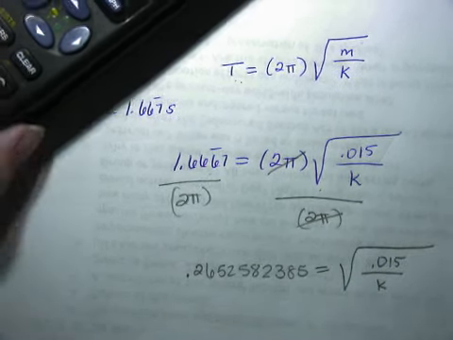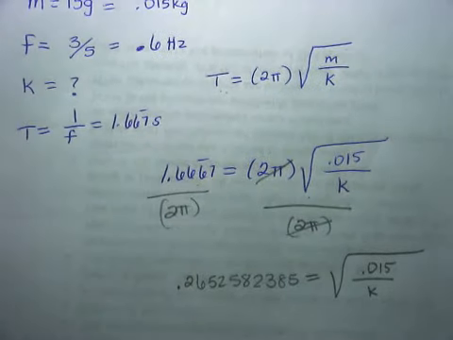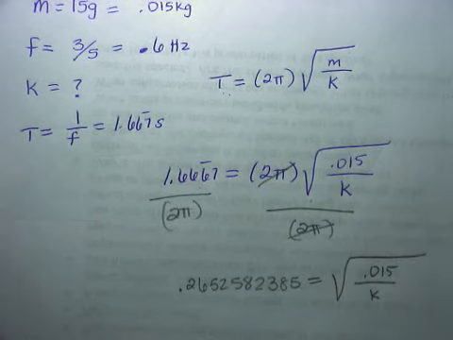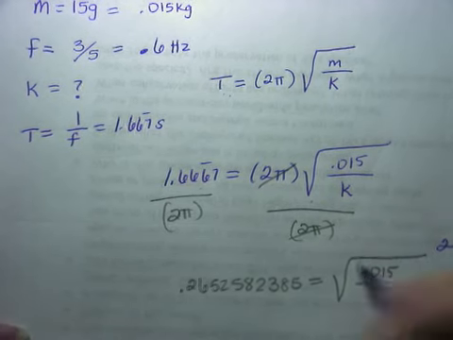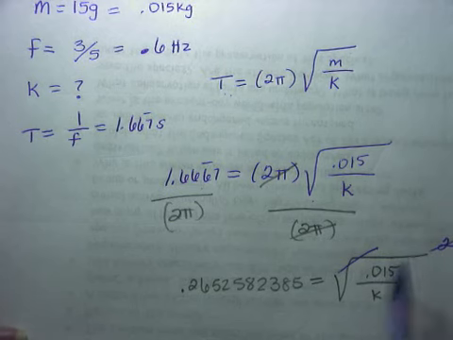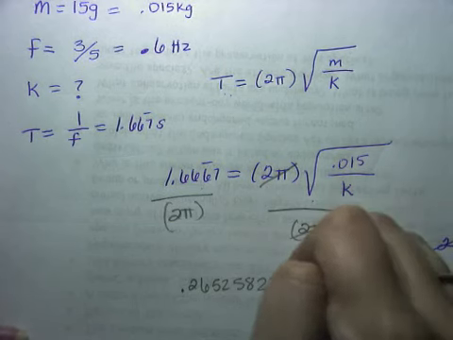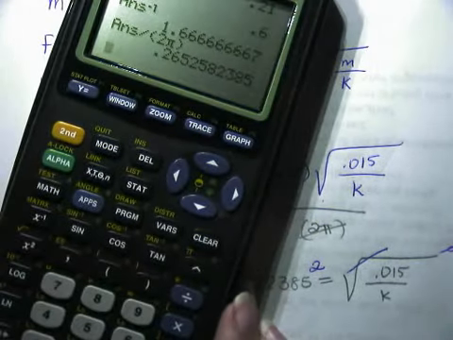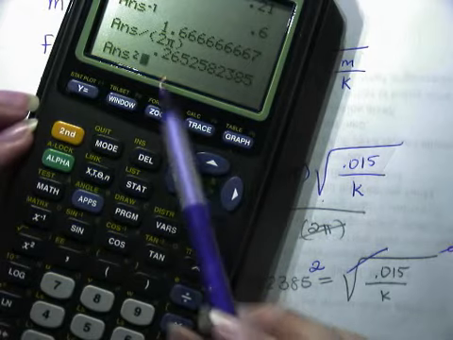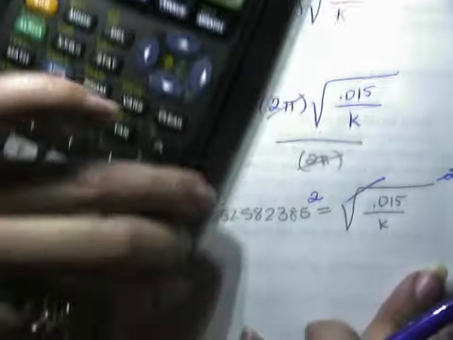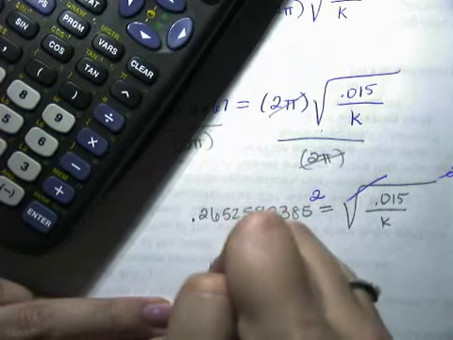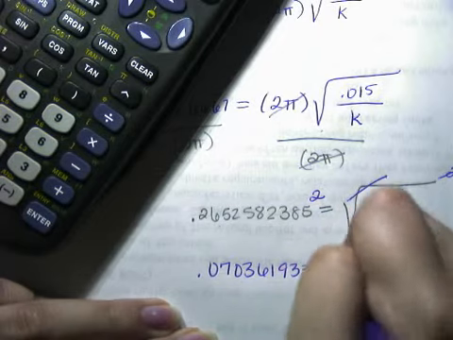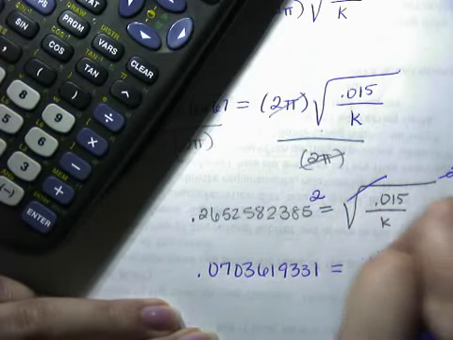The next step to simplify this further is to get rid of that square root symbol. The opposite of square root is squaring, so I'm going to square this side to cancel that out. But remember, whatever you do to one side of the equal sign, you must do to the other. Let your calculator save all the decimals. All you need to do is hit square, and it'll take that previous answer and square it. So I get 0.0703619331 equals 0.015 over k.